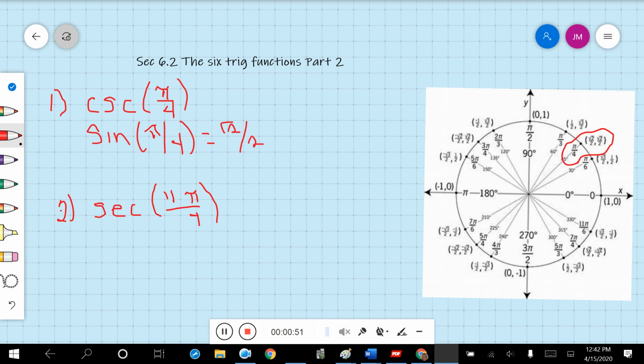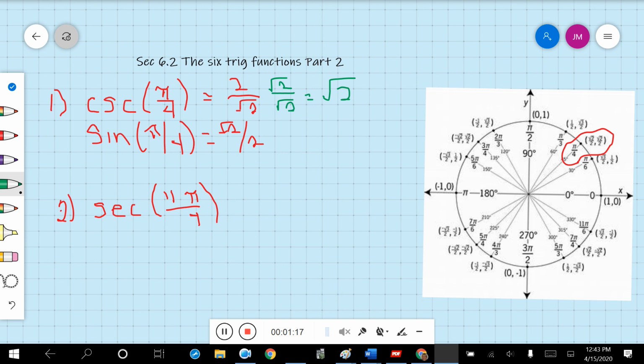So to get the cosecant, I simply have to reciprocate that. So it's 2 over root 2. And then you have to rationalize that by multiplying top and bottom by root 2. So the answer is root 2.